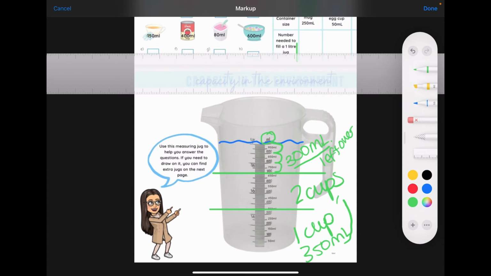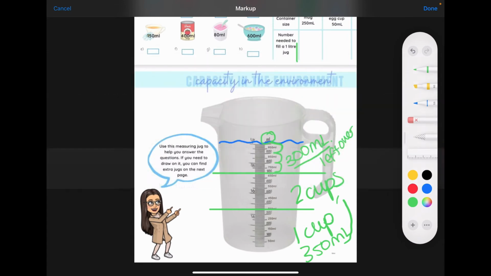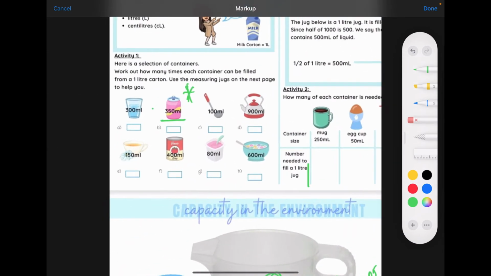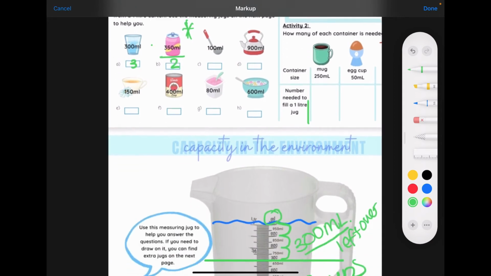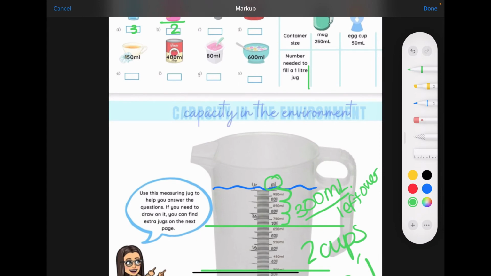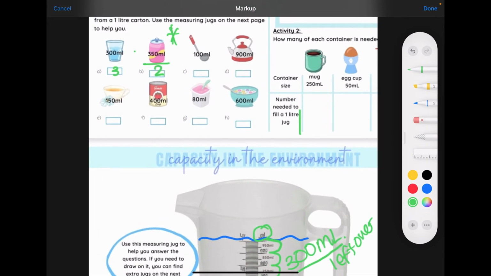So if we go up to the top, I'll get rid of my ruler. In my answer here, for the 300 mils, it was 3. And for the 350 mil capacity, I can fill it twice completely. However, I still have 300 mils left over. And I wonder what fraction of the 4th cup or the 3rd cup that would be.